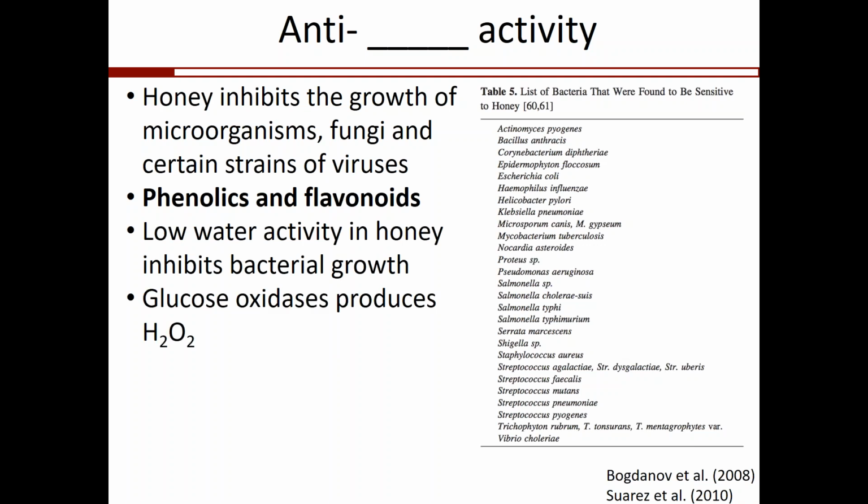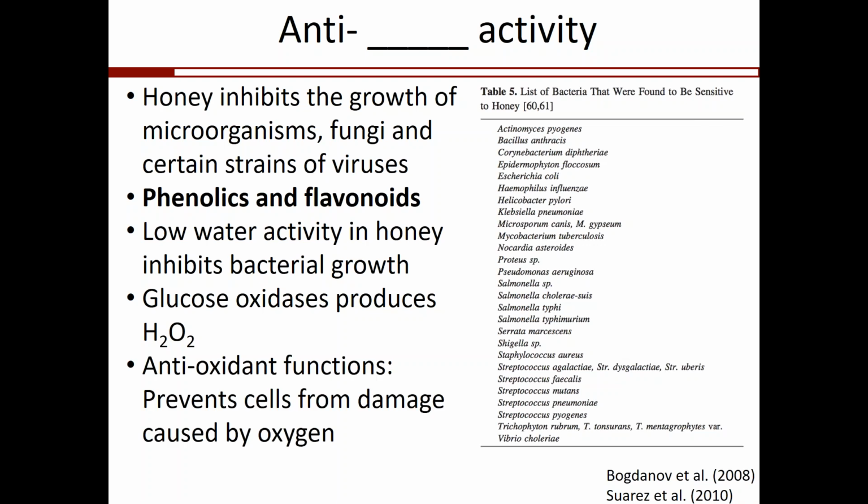It can also help produce glucose oxidase, which will produce hydrogen peroxide, and hydrogen peroxide is an antiseptic. So we use that to clean. We know that we use that to clean our wounds, so bees use that as well in the colony to keep things sterile. And it has antioxidant functions, which can help prevent cells from damage caused by oxidative stress. This table over here is just a list of bacteria that were found to be sensitive to and inhibited when they're exposed to honey, and this is just a great list that's applicable to a lot of us.